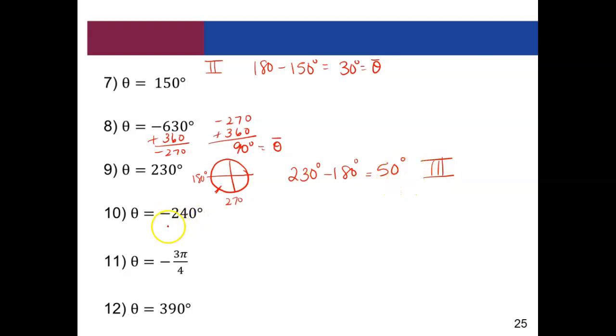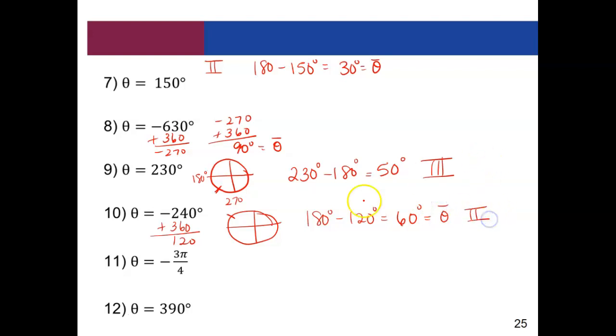Here we have one that's negative, so I need to add 360 to it. When I add 360 to that, I get 120. So here we have another second quadrant angle. So we're going to do 180 minus 120, and we'll get 60 degrees as our reference angle. And then for number 11, this one is back to radians, so we're going to have pi over 4 as our reference angle.